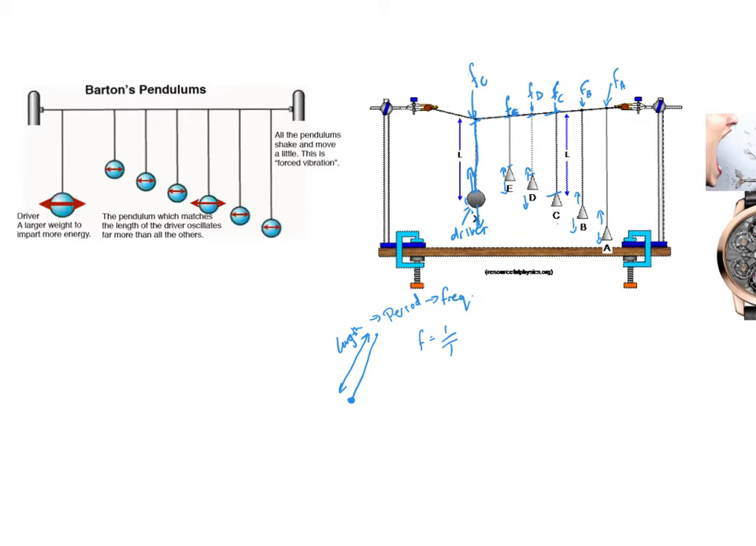However, since the driver and C have the same frequency, they will start matching each other's frequencies, and the amplitude will start getting bigger and bigger and bigger. If you looked at it from the top or from the side, you will be able to see how much cone C and the driver are moving compared to A, B, D, or E, for example. So this is witnessing the whole amplitude. Maybe you can do a video to show it if you do this at home. It will be quite cool.